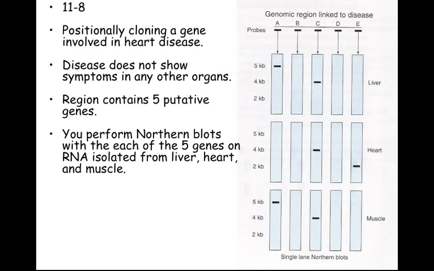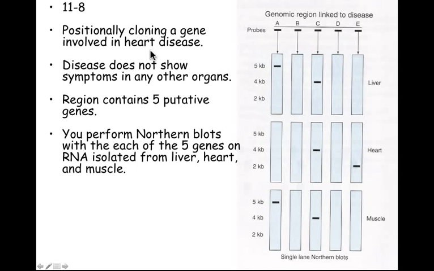So just real quickly, I want to walk through one example of this, using northern blots to identify which genes might be responsible for your disease. Let's say you're positionally cloning a gene that's involved in heart disease. The disease does not show any symptoms in other organs. So what this means is this gene is either only expressed in heart, or at least it's only critical in the heart.